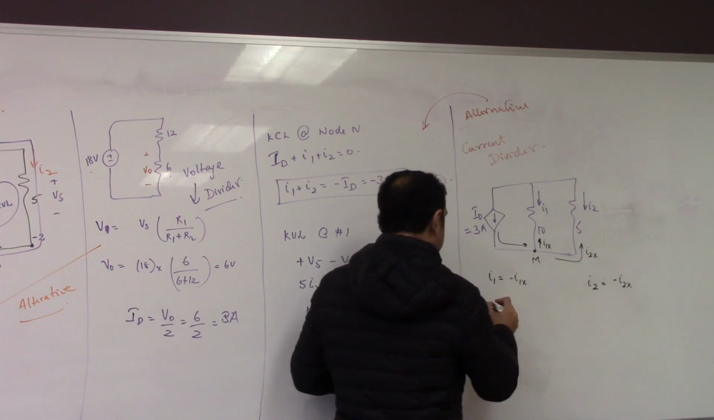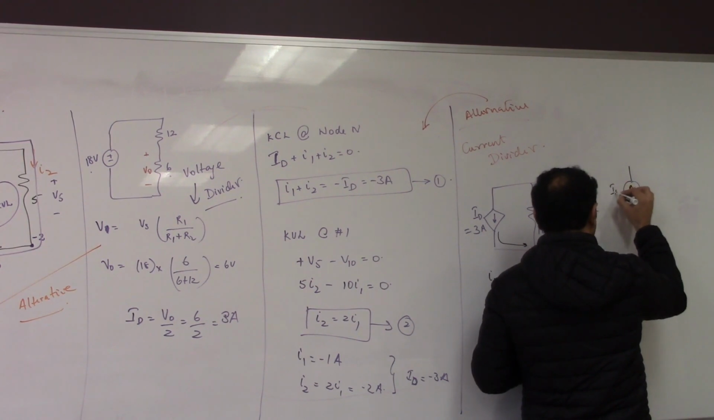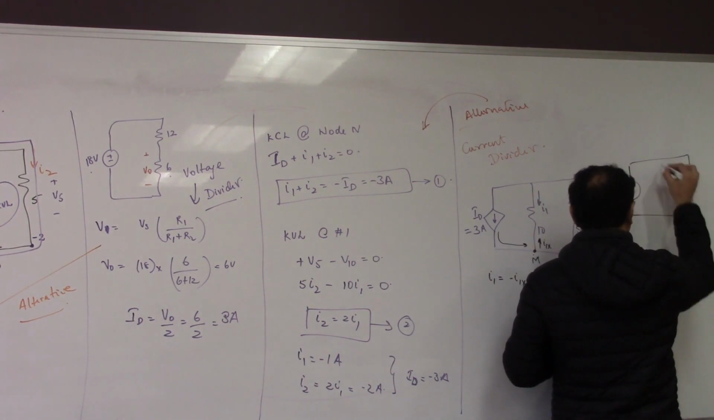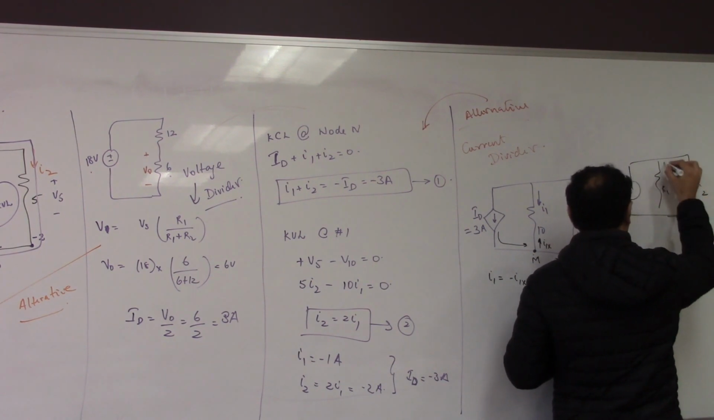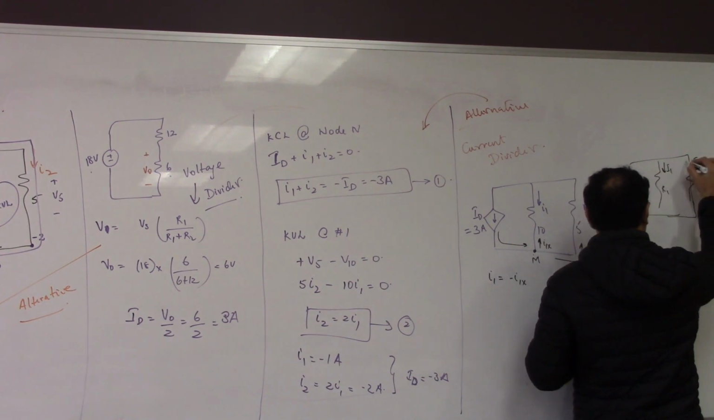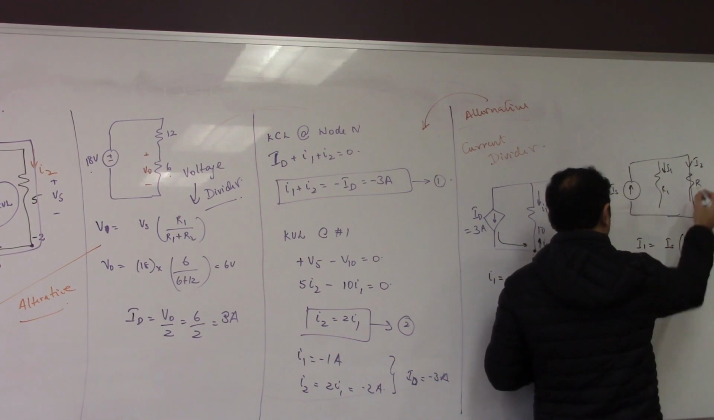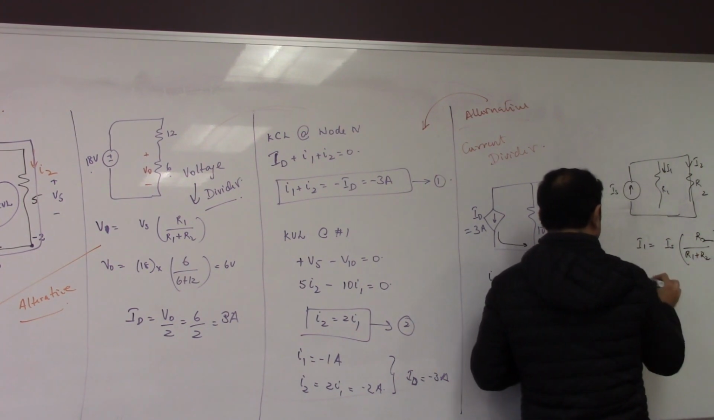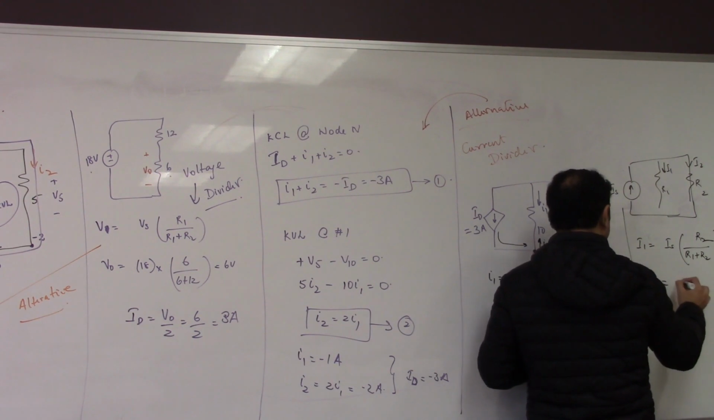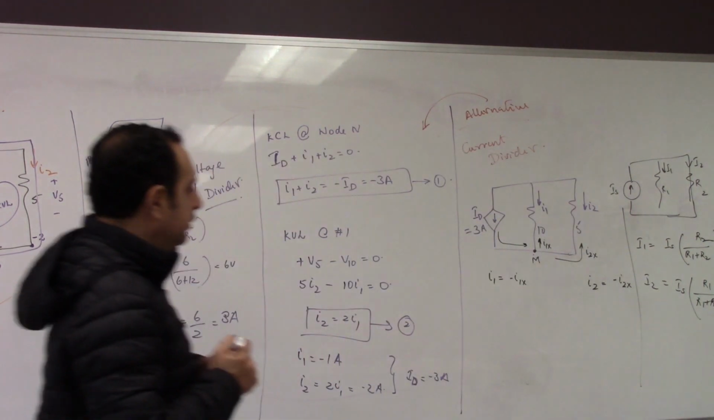If you remember the current division rule, I'll just draw a small circuit here. Say you have IS like this, and two branches, R1 and R2, with currents I1 and I2. I1 will be equal to the total current times the opposite resistance divided by the total resistance. Same thing with I2: the total current times the opposite resistance divided by the total resistance. So we'll do the same thing here.